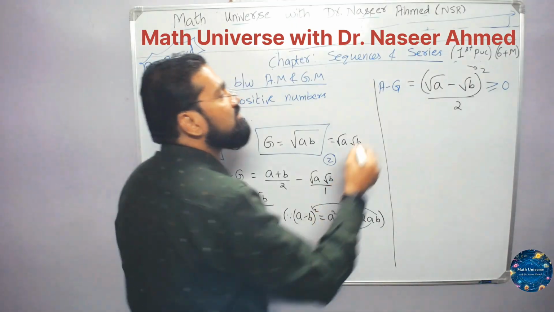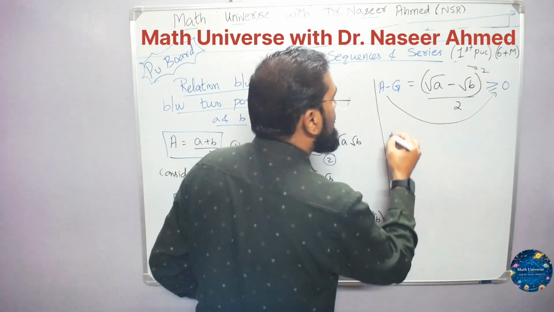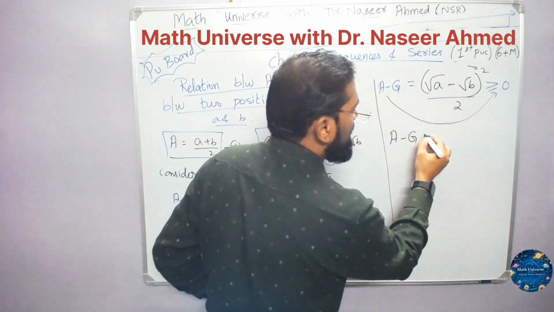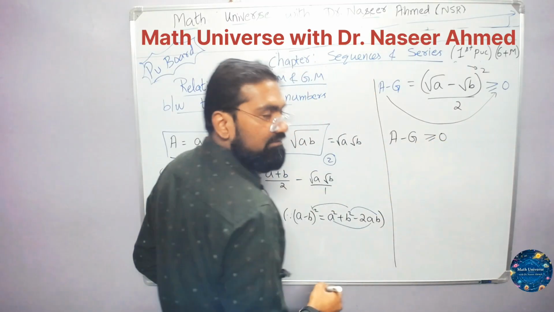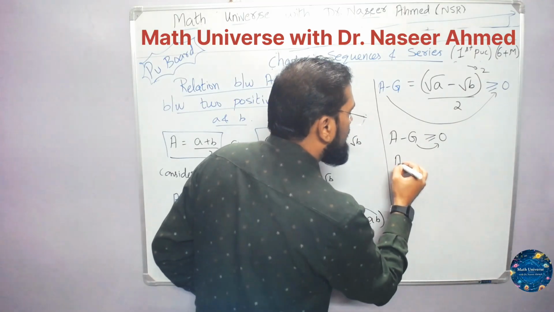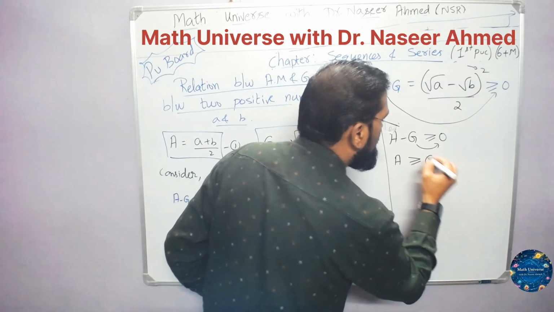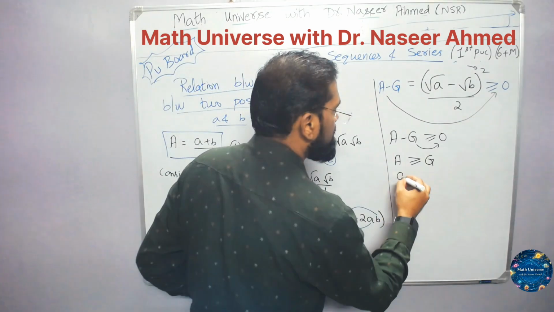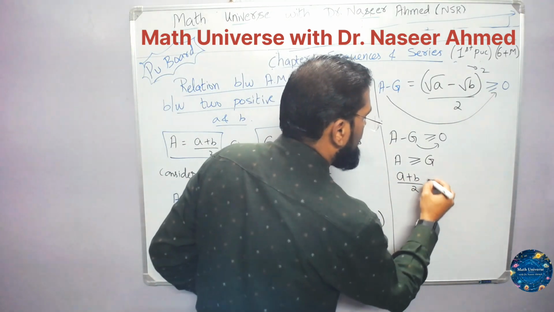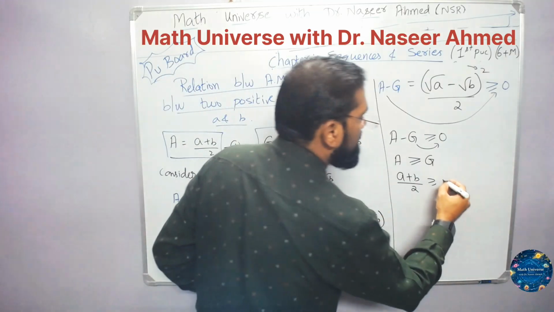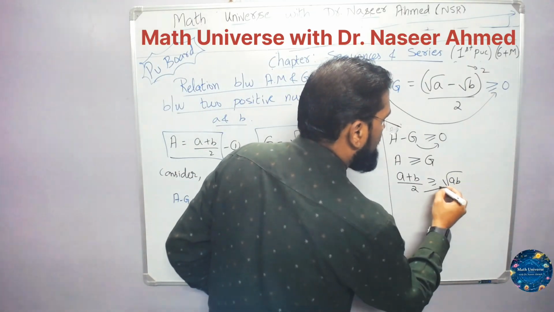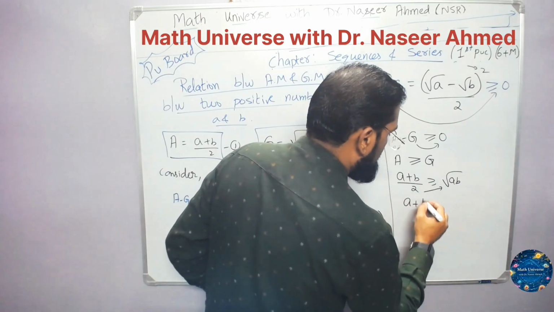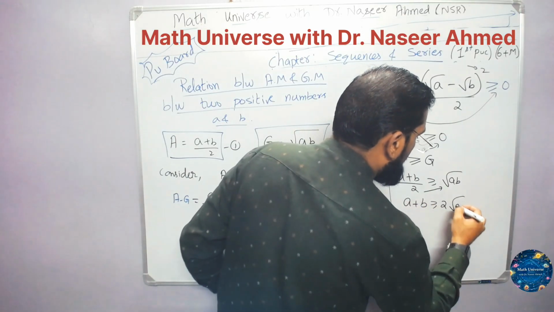So what we understood, from here to here, is the difference between arithmetic mean and geometric mean is always non-negative. If I transpose this, arithmetic mean is always greater than or equal to geometric mean. What is arithmetic mean? A plus B by 2. What is geometric mean? Root of AB. If I cross multiply, we will get A plus B greater than or equal to 2 times root AB.